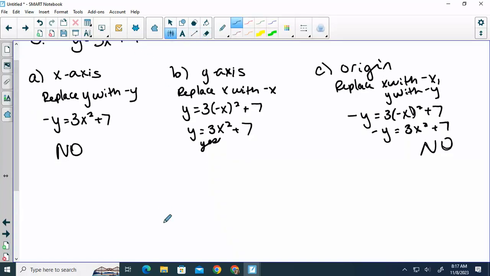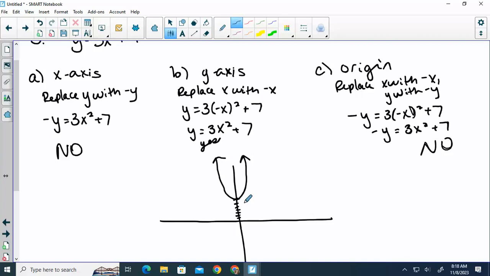So another option would be to look at a graph. We know x squared is a parabola, plus 7. We move it up 7. The 3 is just going to make it skinnier, and you can even compare it on your calculator if you need to. If I look at this, is that graph symmetric to the x-axis? If I fold over the x-axis, does that overlap itself?